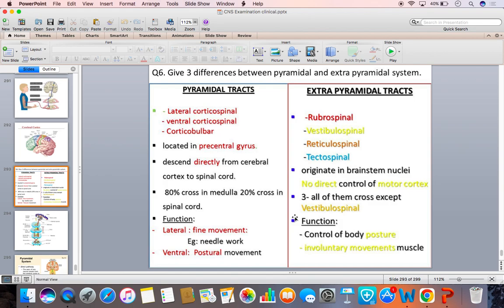To conclude, recall what are the pyramidal tracts and the extrapyramidal tracts. Pyramidal tracts are lateral corticospinal, ventral corticospinal, and corticobulbar. Corticobulbar innervates the motor nuclei of the motor cranial nerves supplying the face. Then the lateral corticospinal is responsible for fine movements, whereas the ventral corticospinal tract is responsible for postural movements.